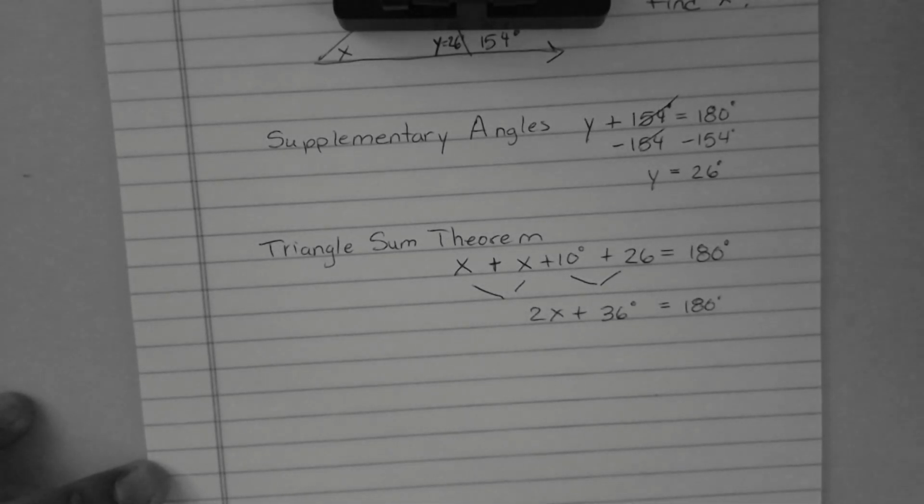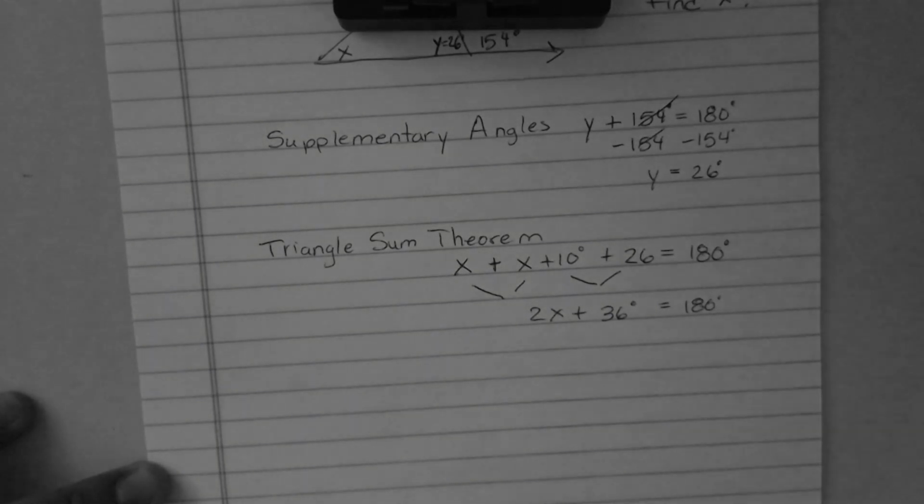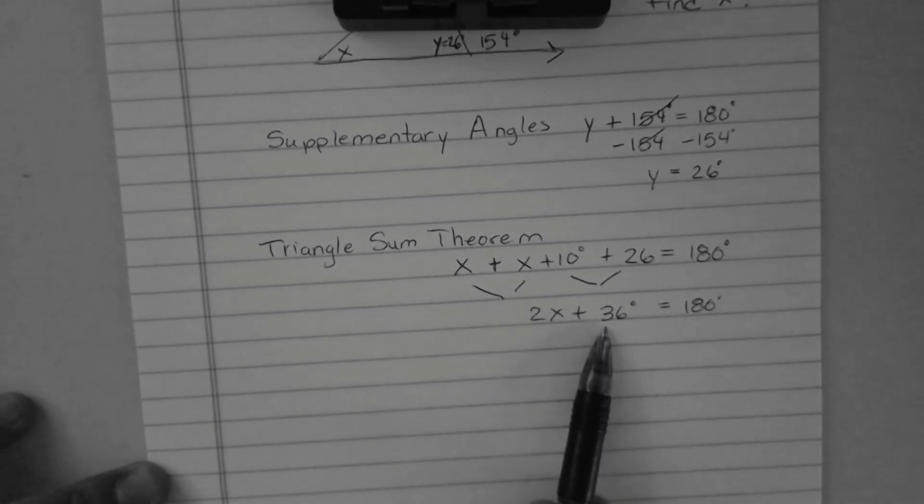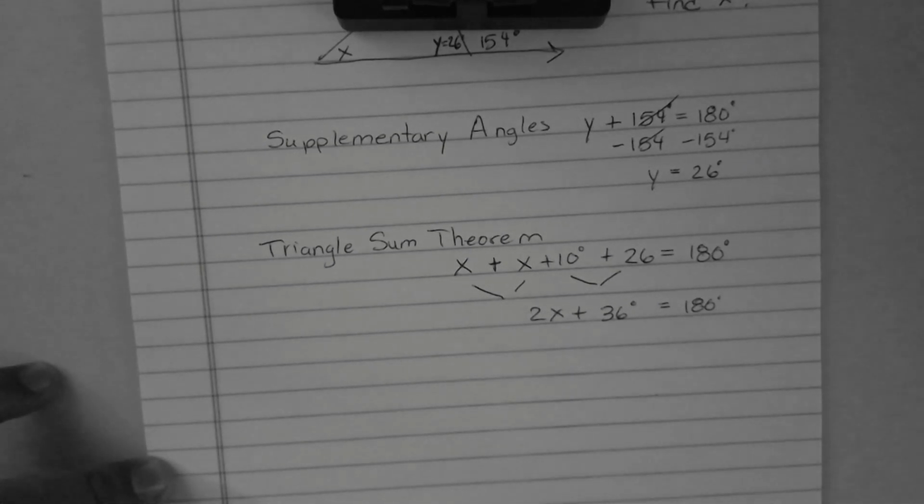What's the variable? X. So remember the rules I told you guys. We always want to solve for the variable. What should we look at first? The number that's furthest away from the variable. What's the number furthest away from the variable? 36. We got to get rid of that first. So how do we get rid of the 36? Alright, so we subtract.